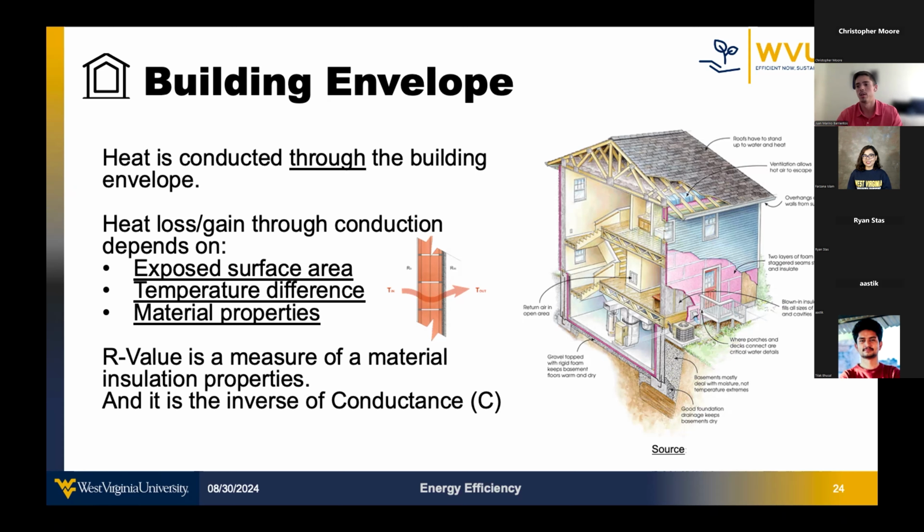Then another aspect here is the temperature difference. The rate of heat conduction increases as the temperature difference between the inside and the outside of the building becomes greater. This is why well-insulated buildings perform better in extreme weather conditions, because they minimize the impact of temperature difference. And the third aspect here is material properties.